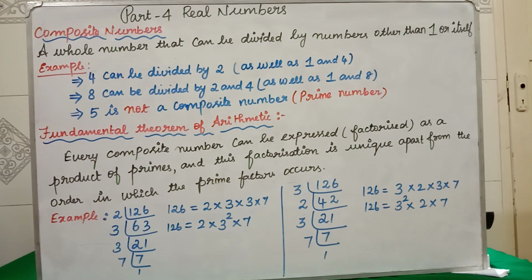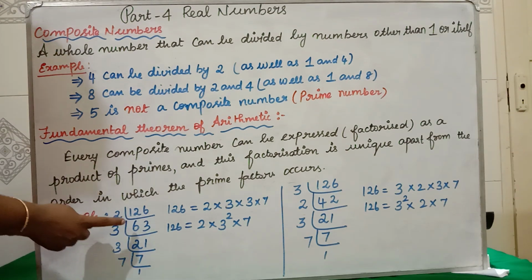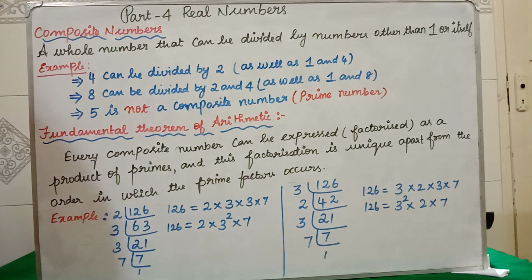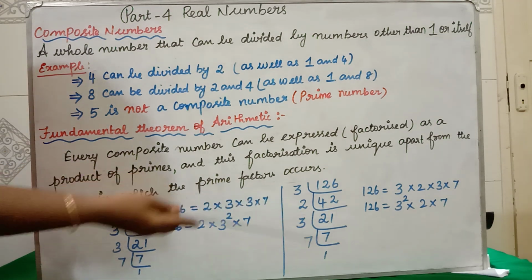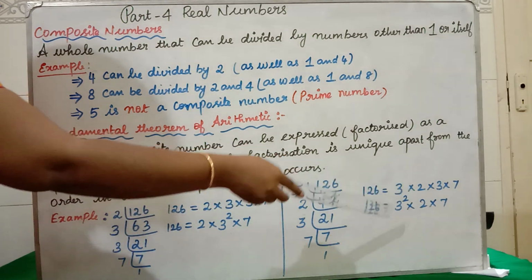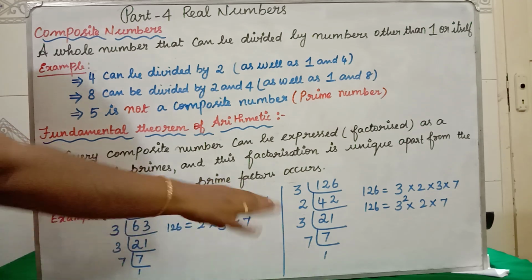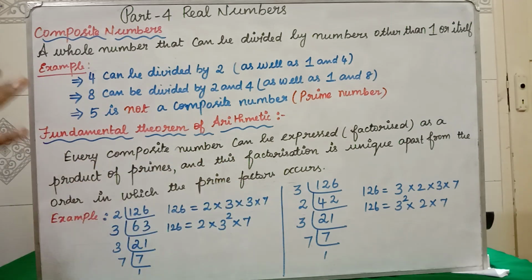Clear to all of you? Instead of 126, I started here with 2 and here with 3. You can try with 7 also. If you do like that, we will get a different order, but we get the same factorization, the same number. Again, if you start with 7, we will get 7 into 3 square into 2. The number is the same, but only the order is differing.